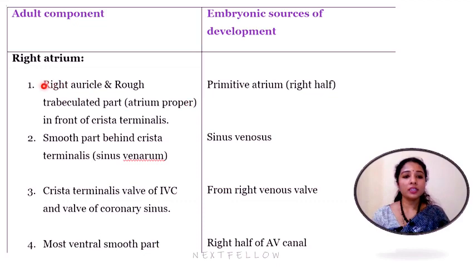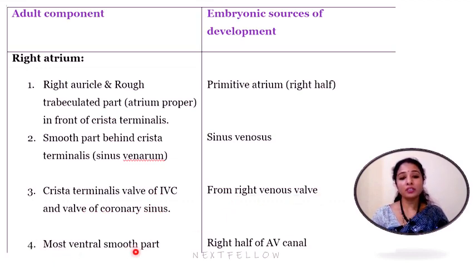So we will see the right auricle. The right atrium of the adult component is from the primitive atrium in the right half. The smooth part behind the crista terminalis is from sinus venosus. Crista terminalis is the left venous valve. Crista terminalis forms the valve of inferior vena cava and valve of coronary sinus.